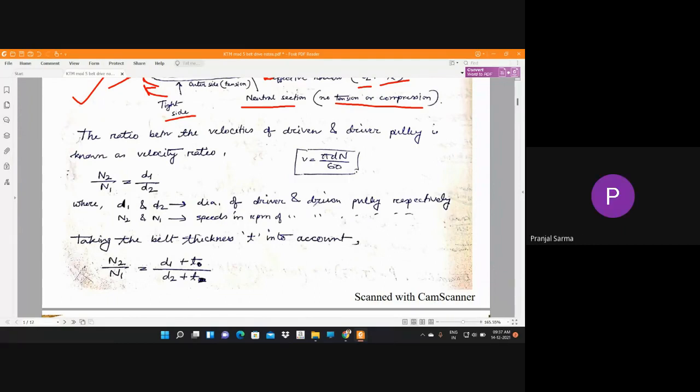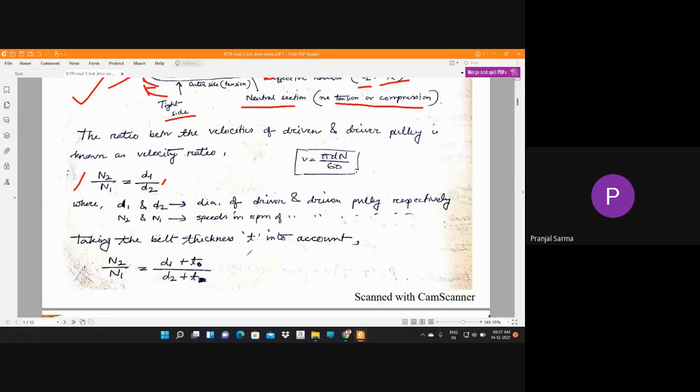Just like previously, we have always been discussing that in different drives, velocity ratio is very, very important. Here the velocity ratio is given by the ratio between the velocities of the driven to the driver pulley, that is n2 by n1, and in terms of the diameters it is in inverse ratio, that is d1 by d2. So n2 by n1 equals d1 by d2, where d1 and d2 are the diameters of the driver and the driven pulley, and n1 and n2 are speeds in rpm.